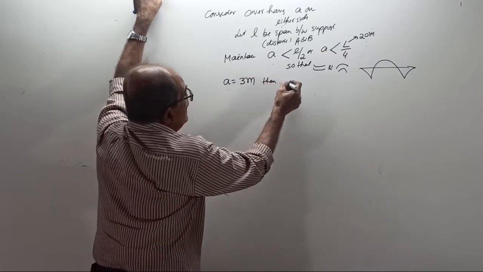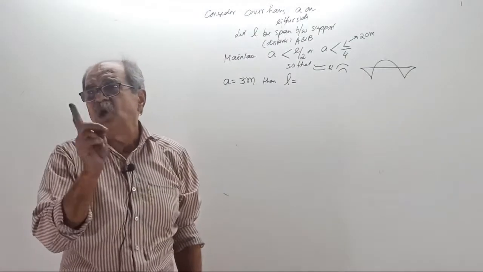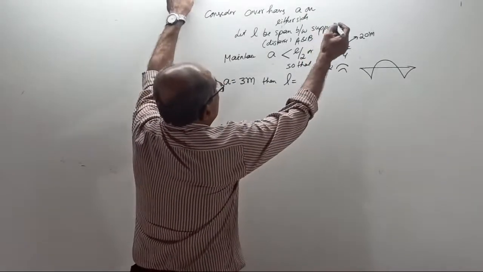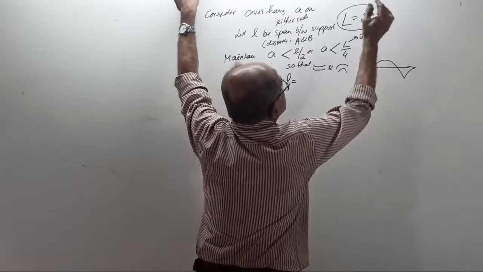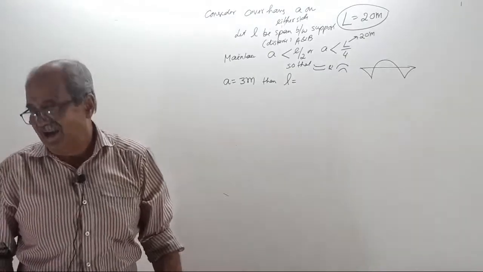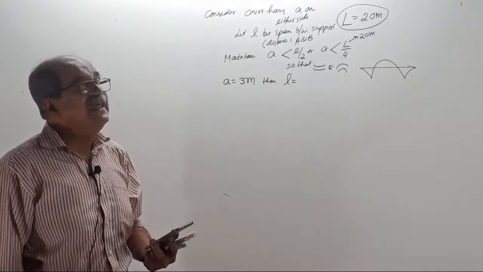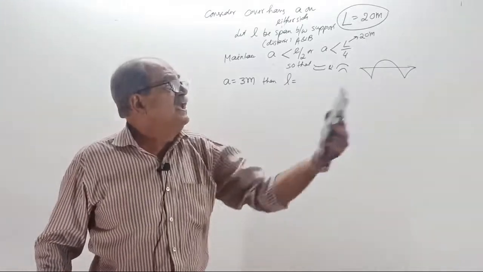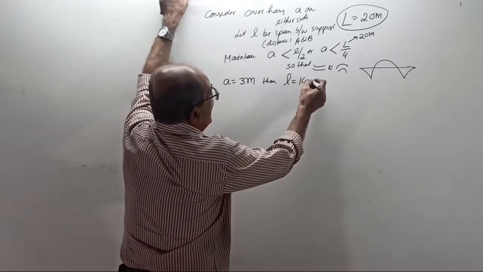Then tell L. If A is 3 meter, tell first L. I will not show the calculation. Capital L equal to 20. In all the cases, capital L equals 20 meter, in all the problems. Sometimes somebody will tell blindly, sir, 17 meter. Overhang of 3 here, overhang of 3 here means 6 gone, 14 meter. Thank you, 14 meter.